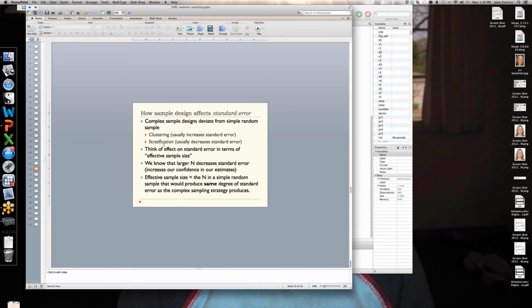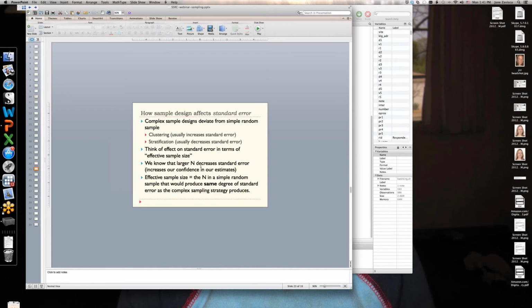The way that I like to think about this is the term effective sample size. So, you know that in any estimate of standard error, the n comes into the equation. The larger our sample size, the larger our n, the smaller our standard errors should be, because the more confident we can be in our estimates. So the effective sample size is what n we would need to have for a simple random sample to have the same degree of standard error as is the case in our complex sample.